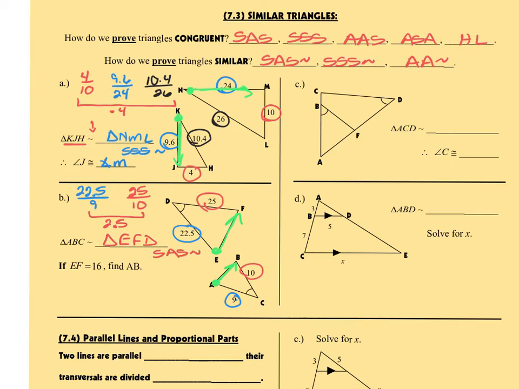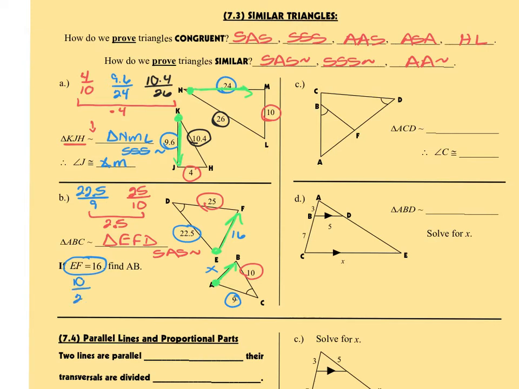The last thing that we could do is we can actually now find a measure. If we know, for example, that EF is 16, we could find the length of AB because those are corresponding. So I could set up a nice proportion for this. I could match up the two of the sides that I know. I'm going to choose the 10 and the 25 just because they're the cleanest for me.